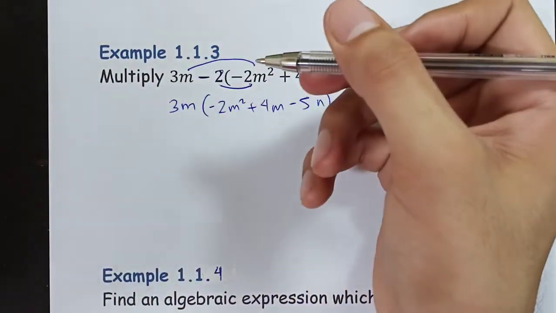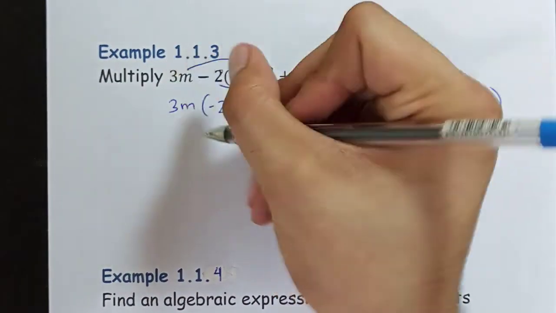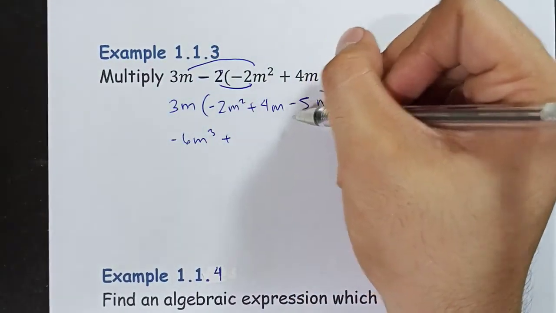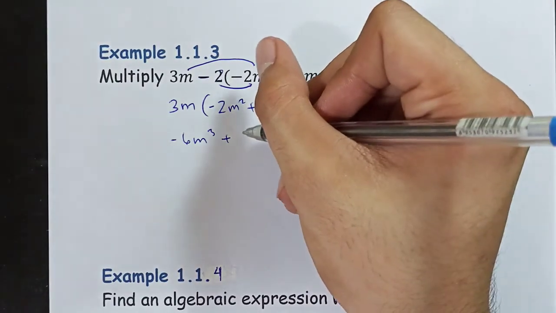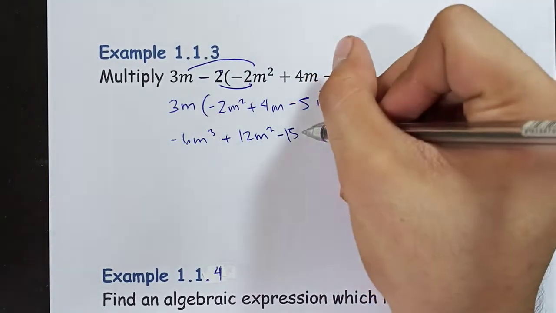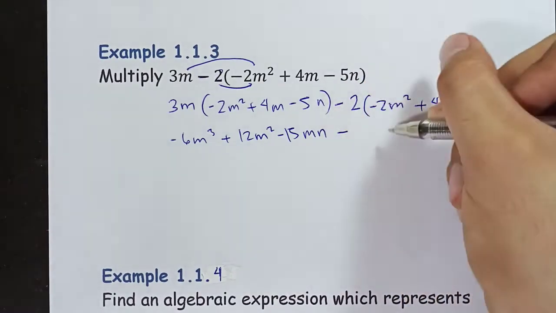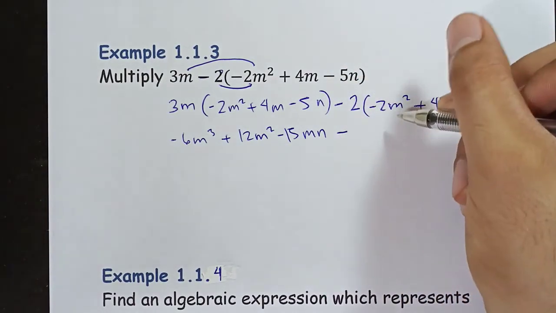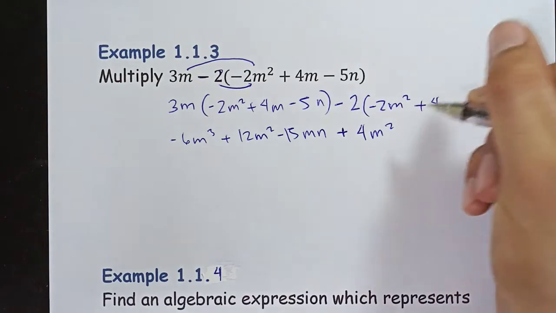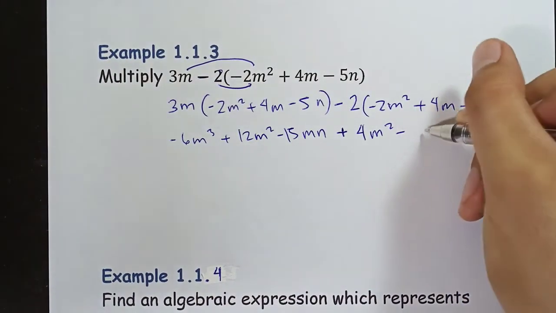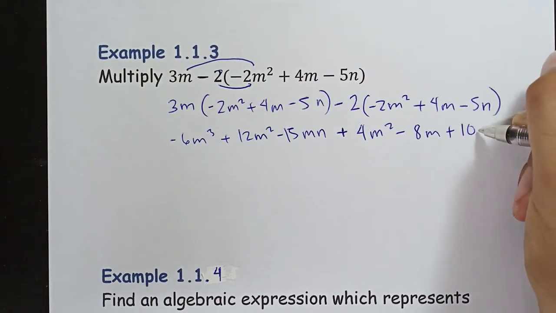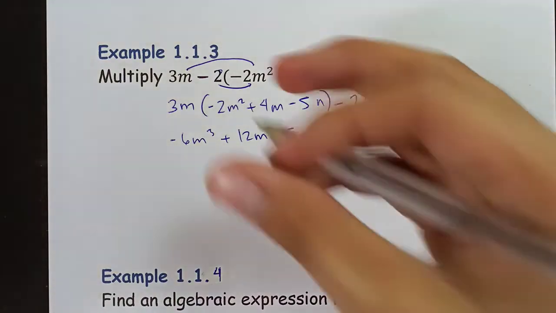Then, 3m times negative 2m squared is negative 6m cubed plus 3m times 4m is 4, 8, 12, 12m squared, and minus 15mn minus yung 2 naman natin, negative 2 times negative 2m squared is positive 4m squared, then minus 8m plus 10n, then simplify.